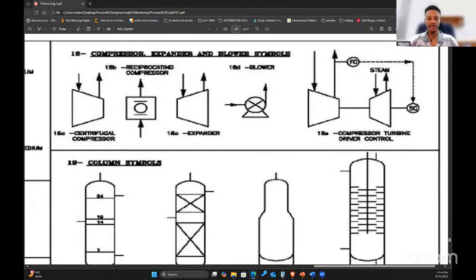Okay, the symbol of compressor and expander is similar to that of reducer. Yeah, it's similar to that of reducer. The reducer, you see reducer on the process. Okay, let me draw it.